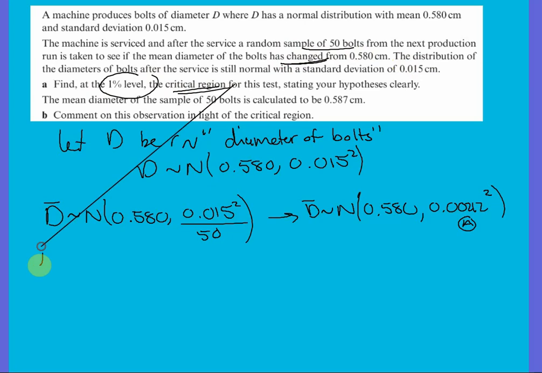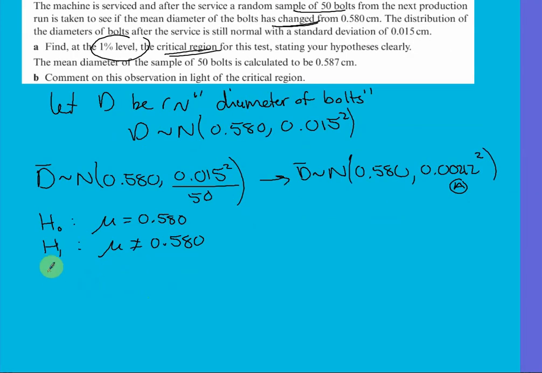So let's go for H naught. The mean is 0.580. The alternative, because they use the language as changed, it is not equal to 0.580, and we have a two-tailed test. So I'm going to say reject H naught if.